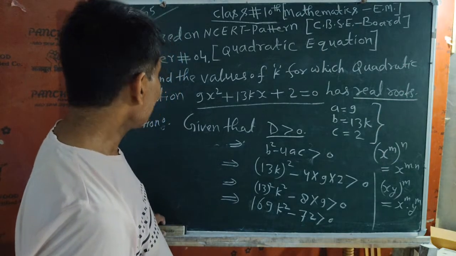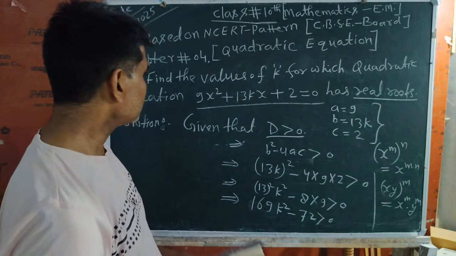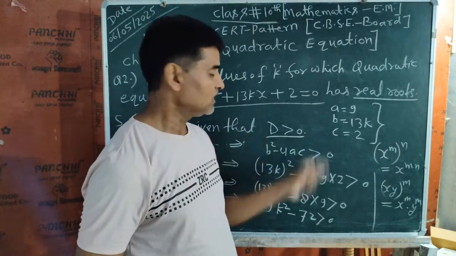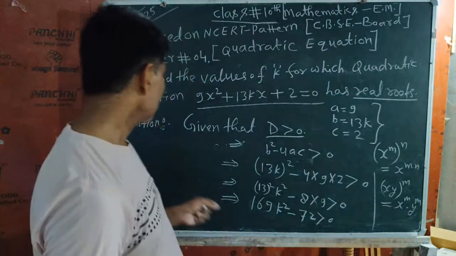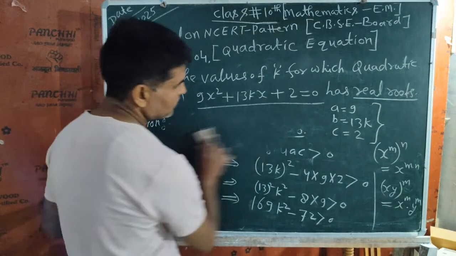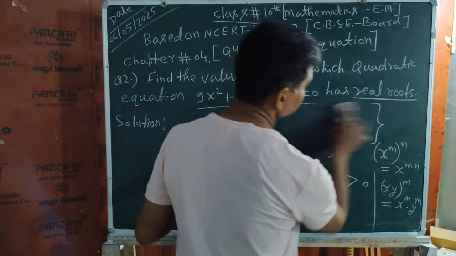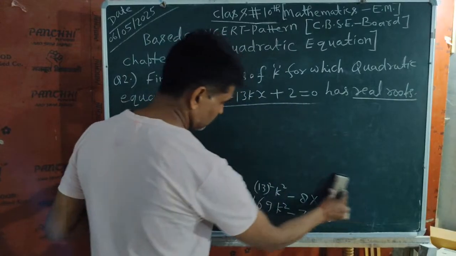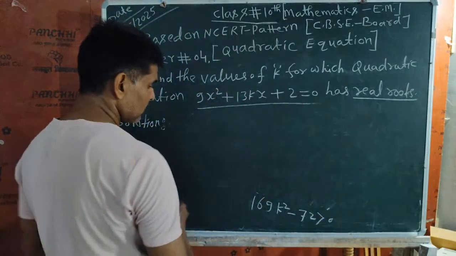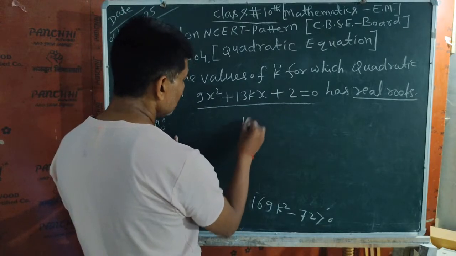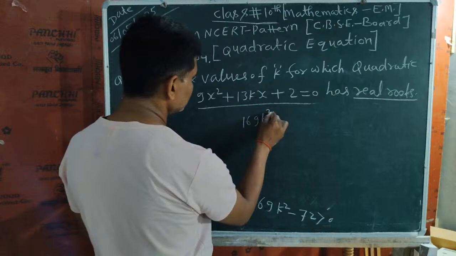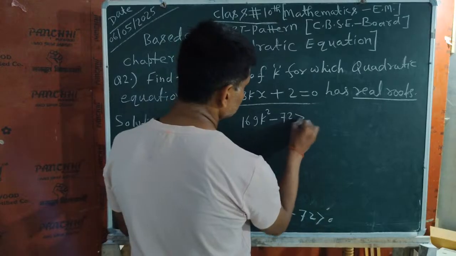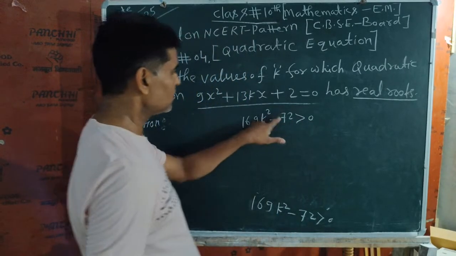So further I am going to simplify it. After simplification, I will get its value. Okay students, so further I am going to erase the above data for simplification purposes. Here I will write 169 k square minus 72 is greater than 0. That is given in the question.